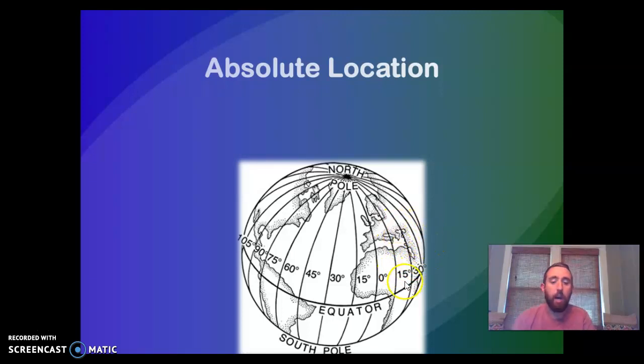As we move east, over here towards the rest of Africa and Asia and parts of Europe, the degrees go up, and we call them degrees east. But as we move west, over here towards the United States and Central America and Mexico and South America, we call these degrees west. And we see they also go up.